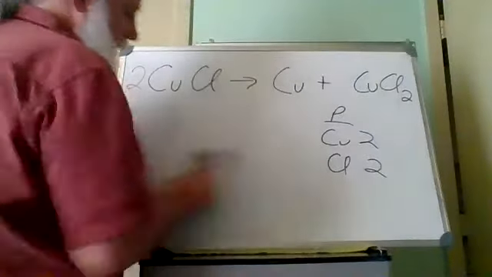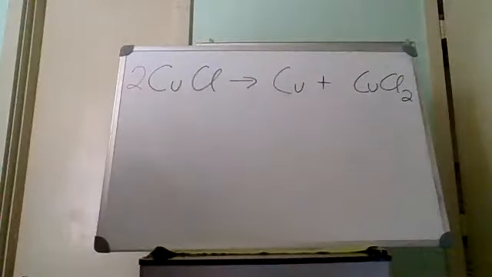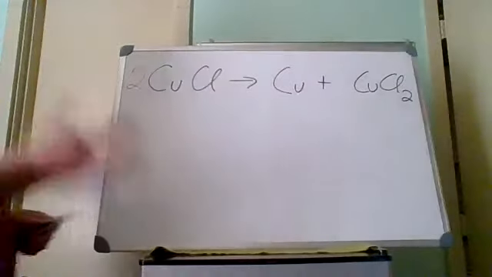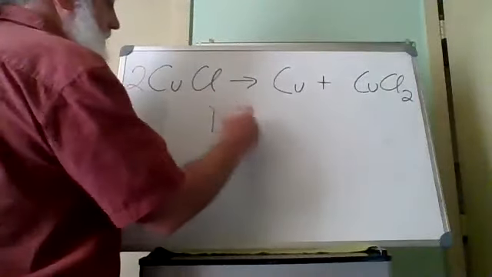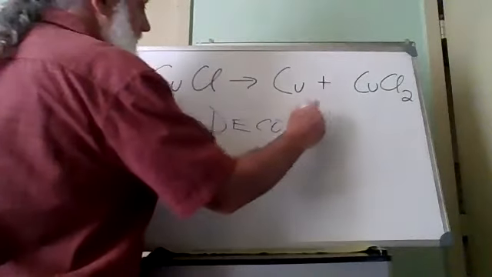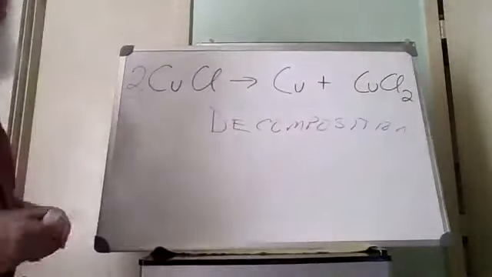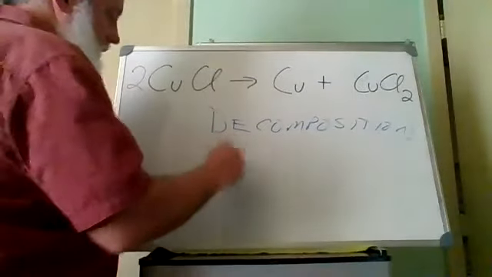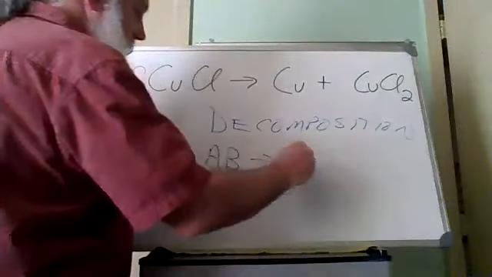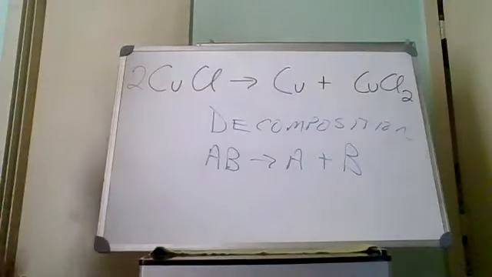So what type of reaction is this? Well, if you notice, it's the exact opposite of the synthesis reaction. This is what's called a decomposition reaction. And what's the general form of a decomposition reaction? AB goes to A plus B.